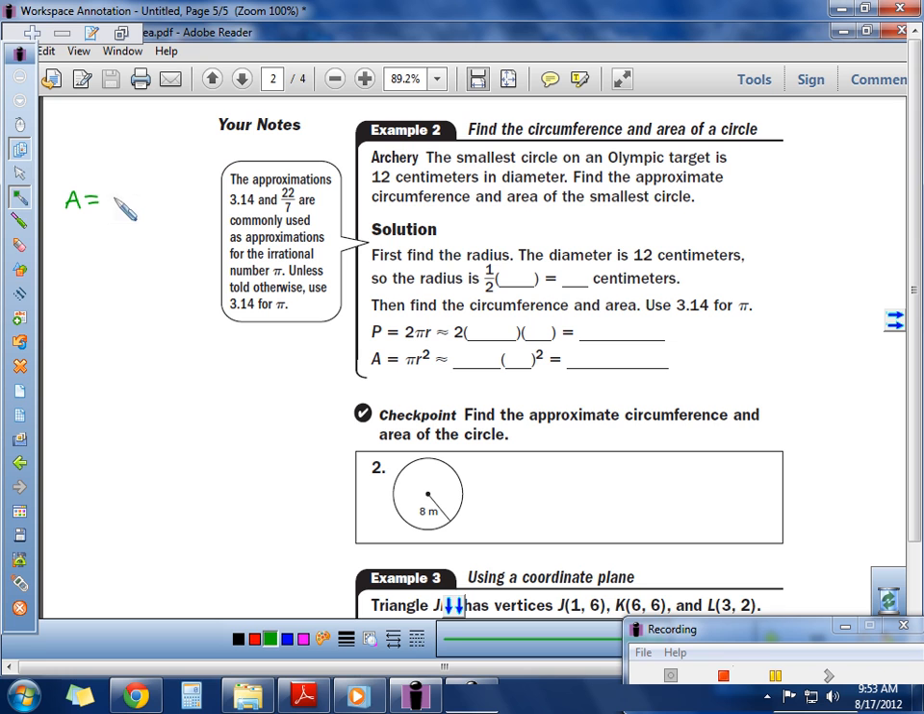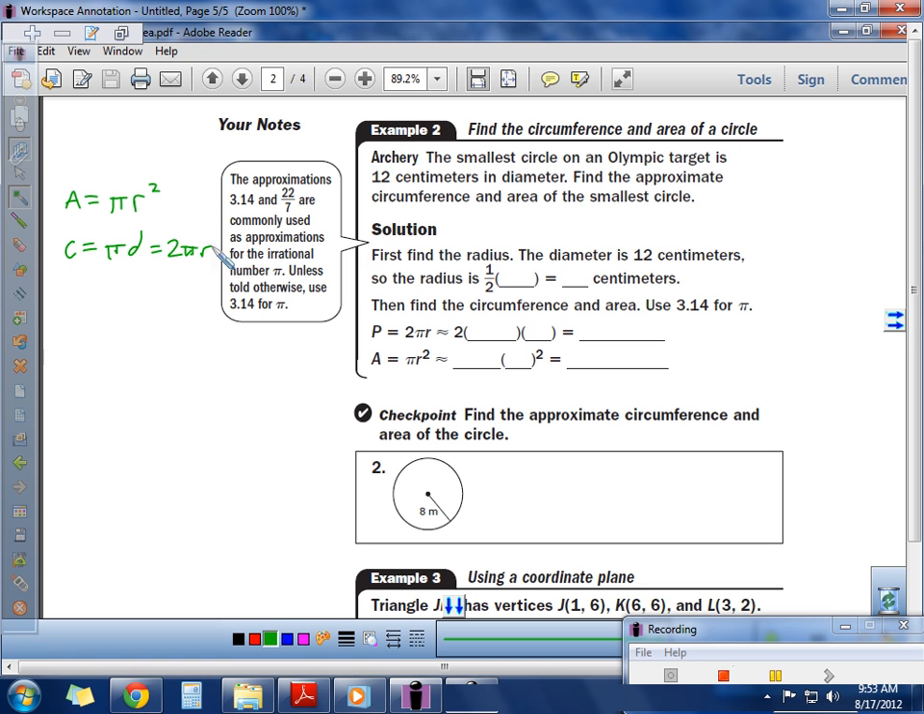You can look if you need to. Pi r squared on a circle. You need to memorize this to know this. I can tell a lot of you don't know it. For circumference, what is that one? Pi d, okay? Or you could say 2 pi r. Either one would work.